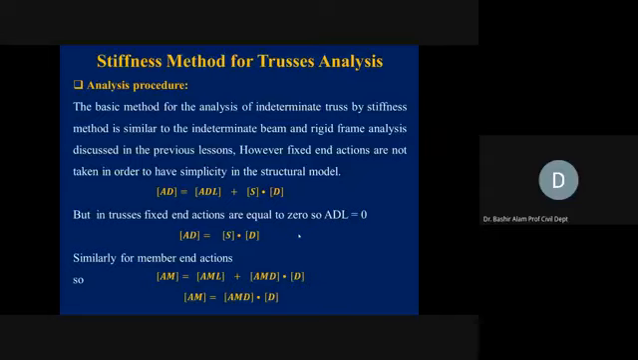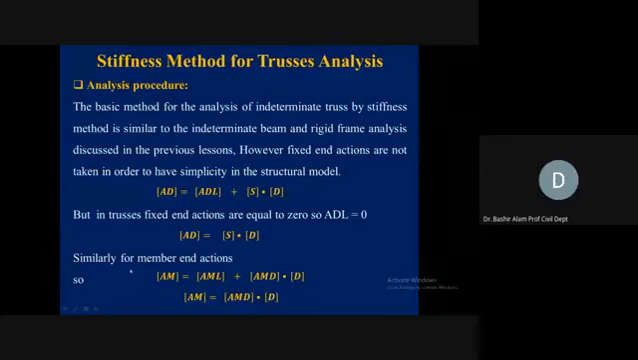Now, the basic typical equation was AD is equal to ADL plus S times D. But in trusses, fixed end actions are equal to 0. So we put ADL equal to 0, and this equation now reduces to AD is equal to S times D.